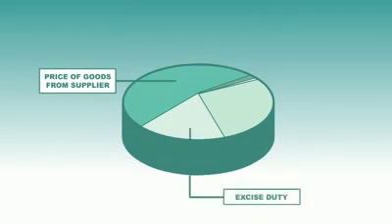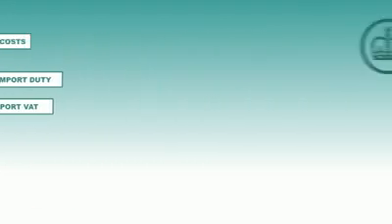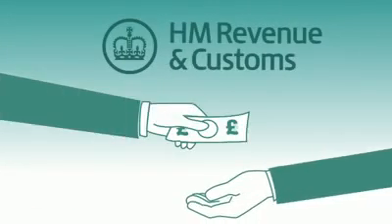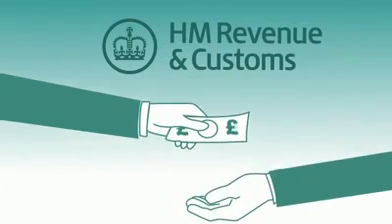An excise duty will be payable on excise goods, such as alcohol, tobacco, and energy products that are imported into the UK. Finally, there's import VAT. This is worked out on the total cost of your goods, including shipping and all duties, using the relevant UK VAT rate. You pay the VAT directly to HMRC. If you're VAT registered, you'll normally be able to claim it back.